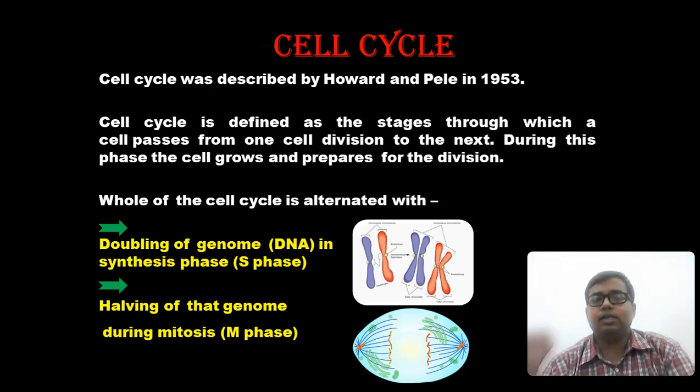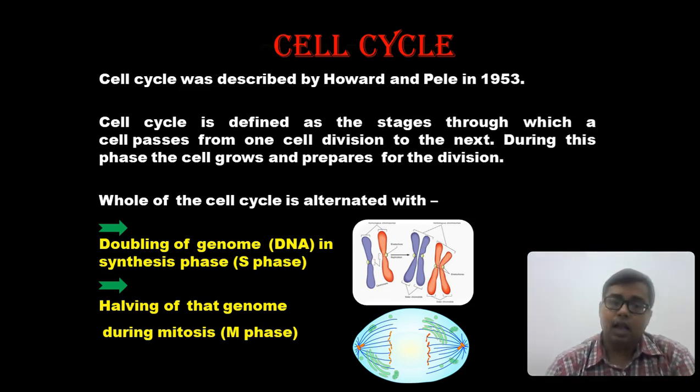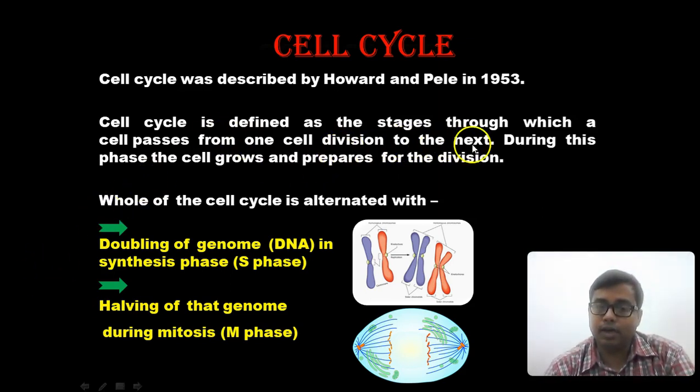That means it is made up of mainly two stages. One is the resting phase, that is interphase, and another is the divisional phase. With the help of these two phases, one cell turns into two cells via cell division. The cell cycle was first described by Howard and Pelc in 1953. They defined the cell cycle as the stages through which a cell passes from one cell division to the next. During this phase, the cell grows and prepares for division.